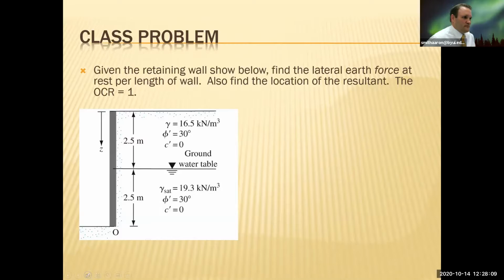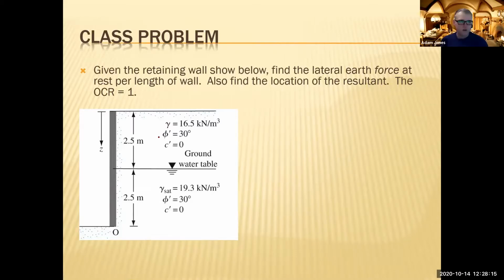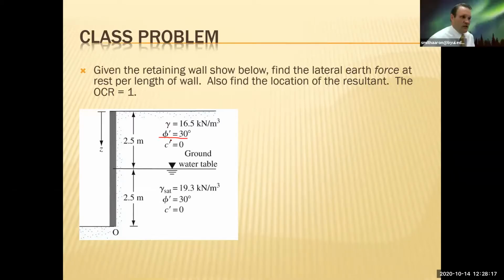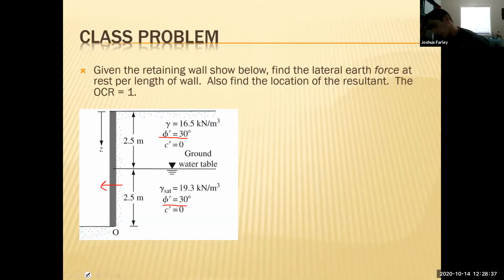You find our K naught first. Yep. And what equation would you use to find K naught? 1 minus sine of phi. Right. And so here we're given phi is 30 degrees. Okay, so we know K naught. That's part of the equation. Then how do we figure out all these effective stresses that are going to be acting horizontally on our wall? It's K naught multiplied by the unit weight times the depth.